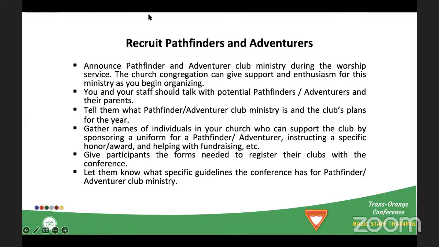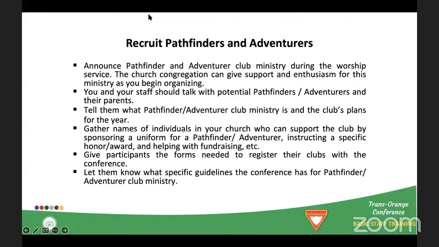The church congregation can give support and enthusiasm for this ministry as you begin organizing. You and your staff should talk with potential pathfinders and adventurers and their parents. Tell them what Pathfinder and Adventurer Club ministry is and the club's plans for the year. Share the vision with them.